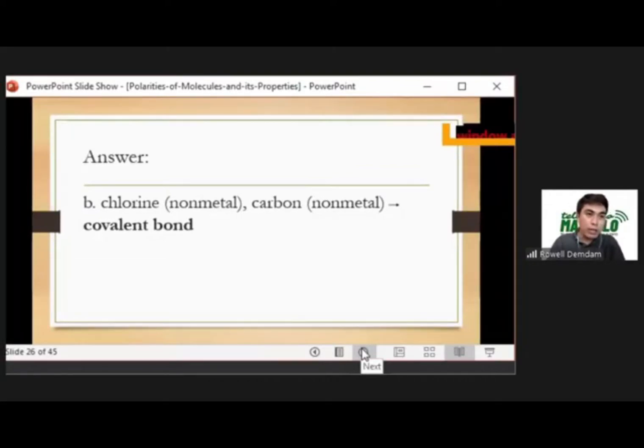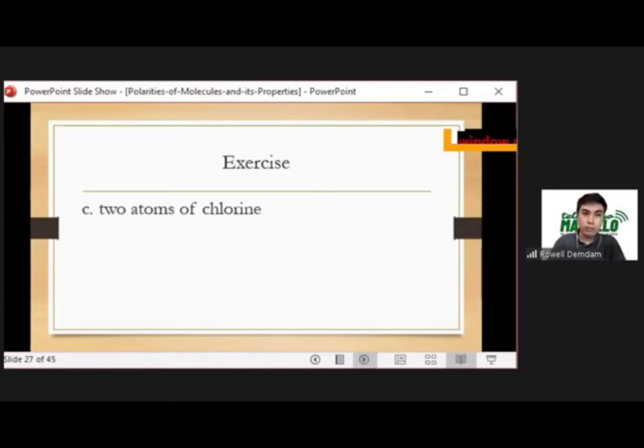Okay, let's proceed to letter C. We have here two atoms of chlorine. Okay, what do you think? What kind of bond do you think they will produce? I will be waiting for your answers.